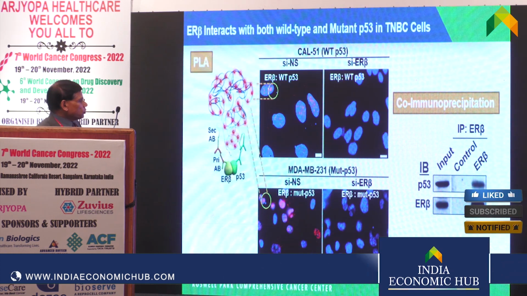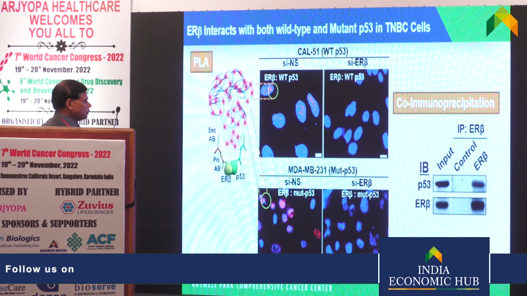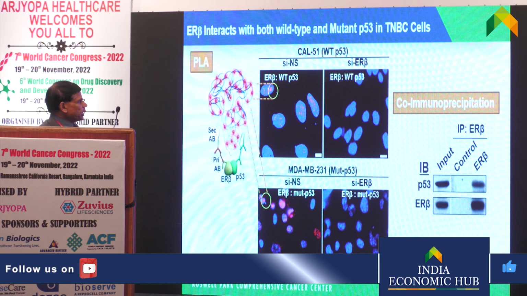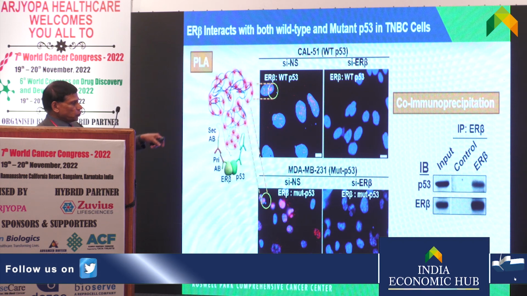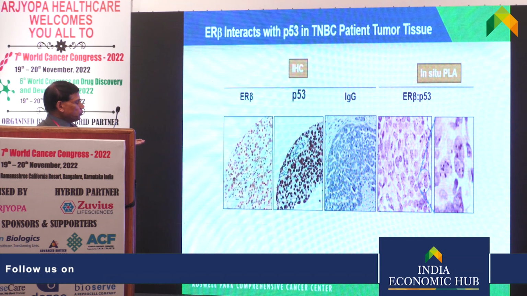So we showed, using a very sensitive in situ method called proximity ligation assay, or PLA, that estrogen receptor beta and P53 bind together, or interact, both in the P53 wild type expressing and mutant expressing cells, which are the majority of triple negative breast cancer cells. We confirmed that with an independent, different method called co-immunoprecipitation assay, shown on the right. And this is true in situ in real patient tumors as well.